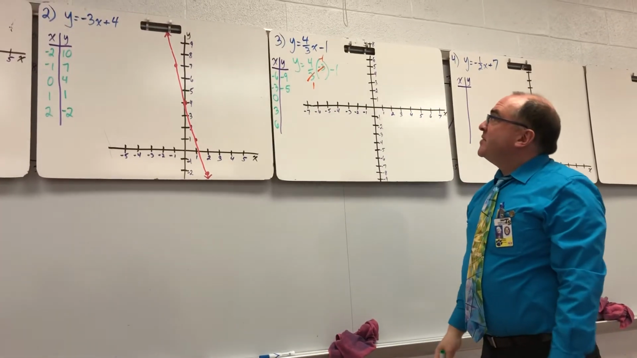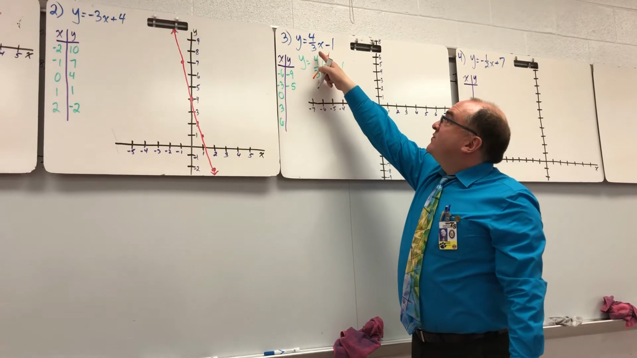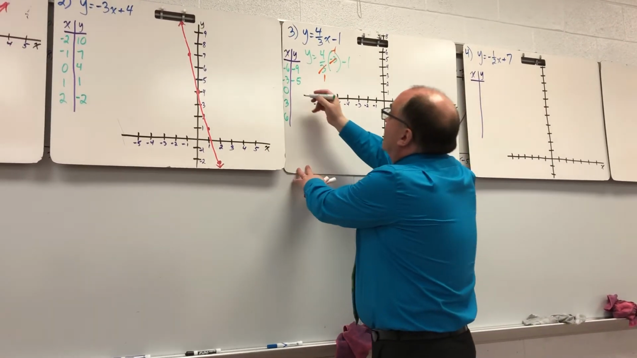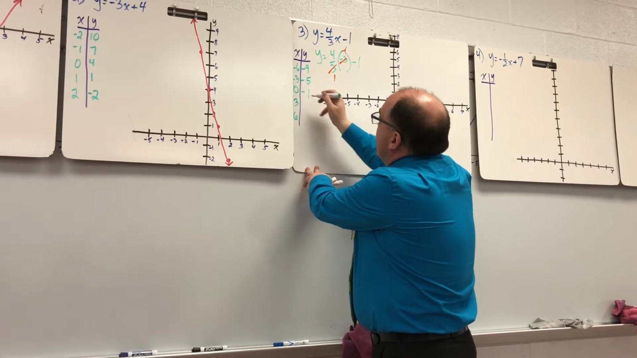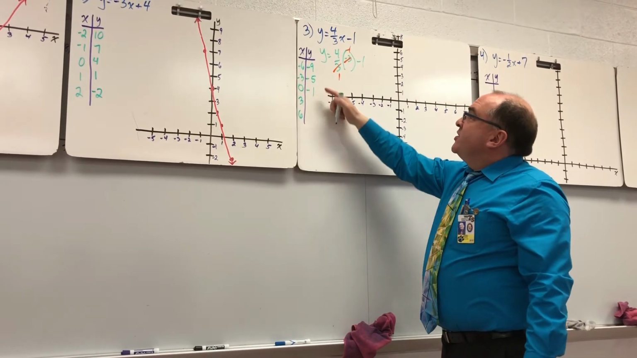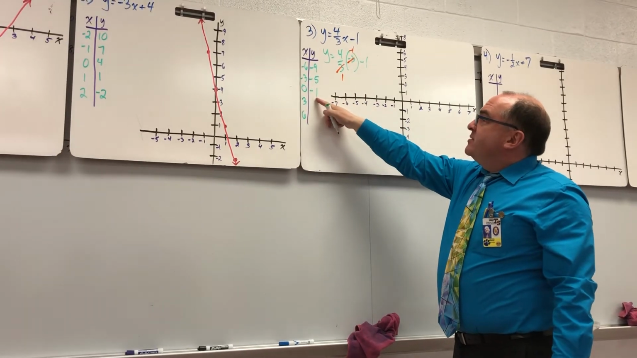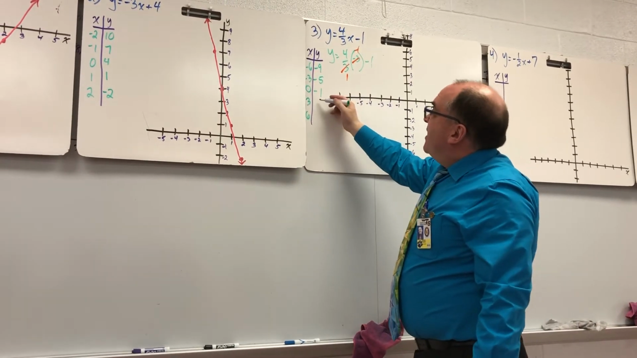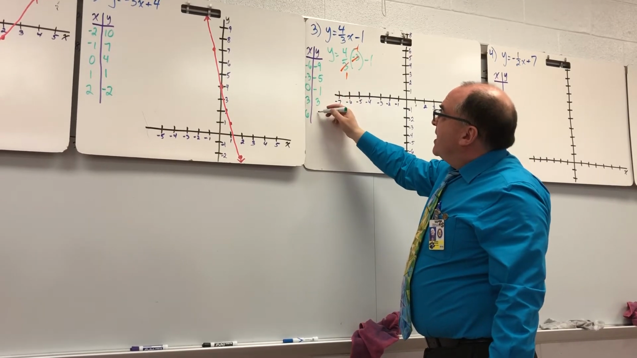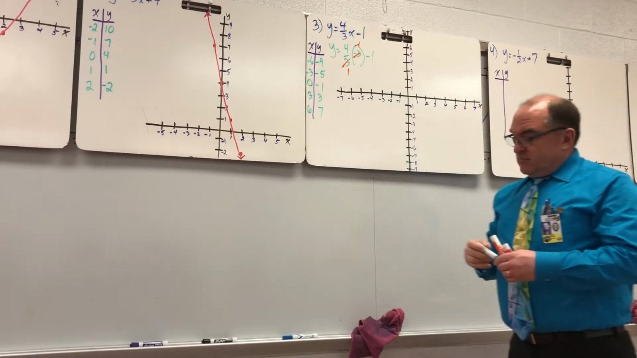Okay. If I put 0 in for x, 4/3 times 0 is 0. Minus 1 is -1, thank you. Okay. You see I'm adding 4 each time, right? I'm going to add 4 to -1 and get 3. Add 4 and get 7.